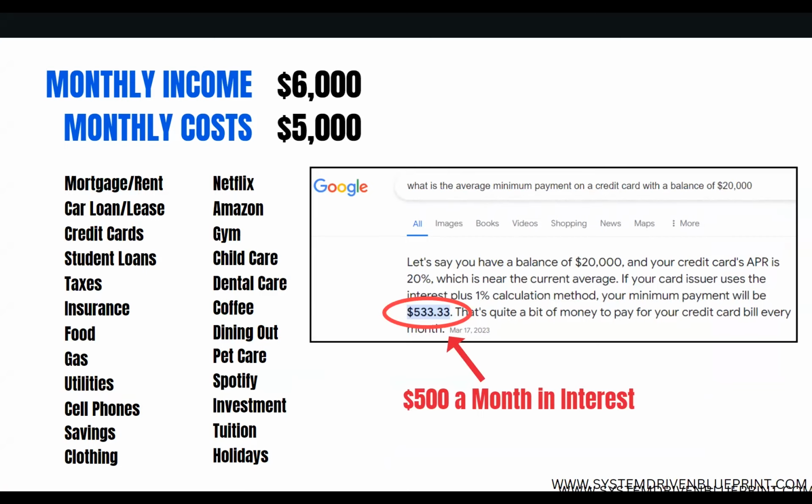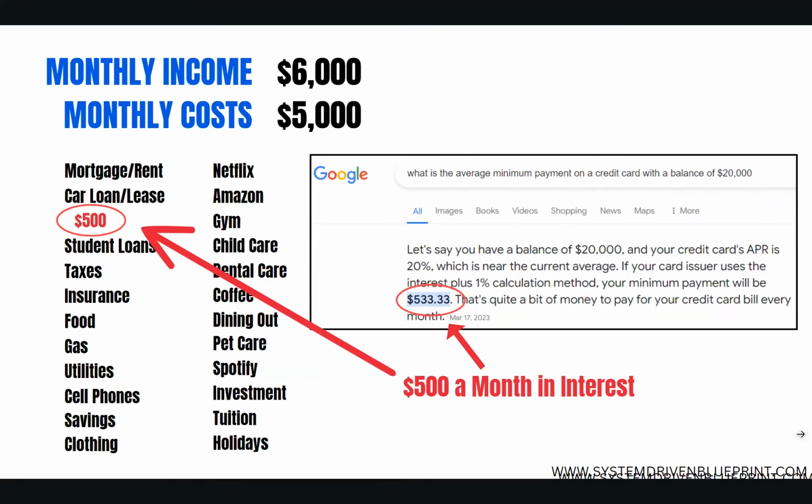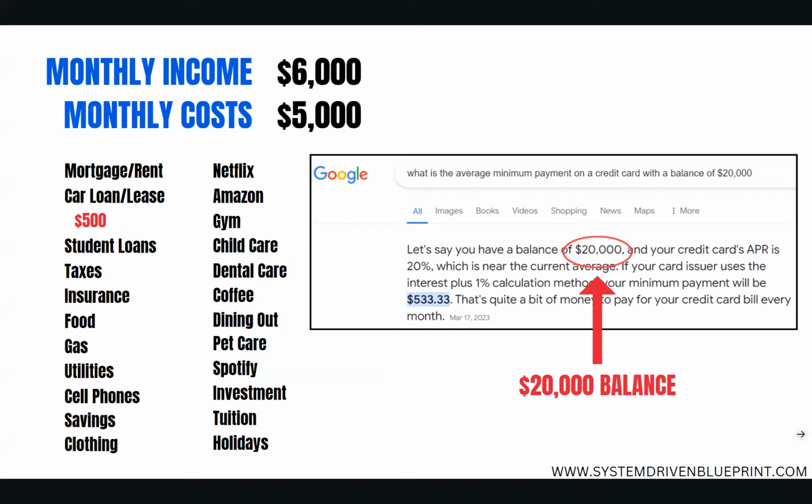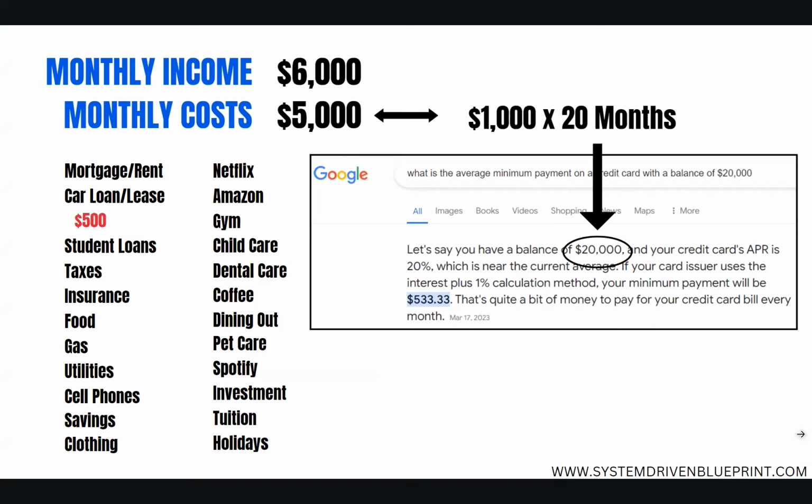So again, $500 a month in interest, we'll put that right into our liabilities column. You want to pay off that $20,000 balance. Now, if we use the $1,000 a month surplus that we have because we net $6,000 in income, our monthly costs are $5,000, so we have a surplus of $1,000. We multiply that times 20 months, we can pay off this credit card in 20 months. You've got to think, how practical is that if you only have $1,000 at the end of every month? Are you going to stay focused to pay off the $20,000 in 20 months? Most people find this to be a very difficult process without adding an additional income.